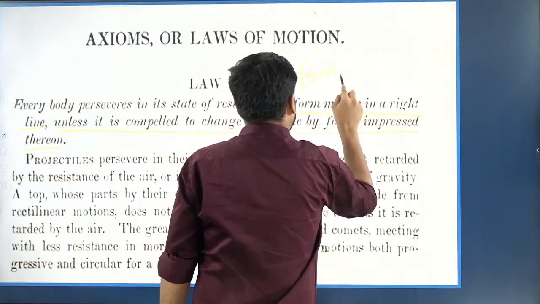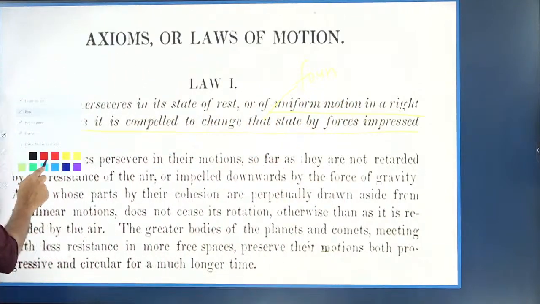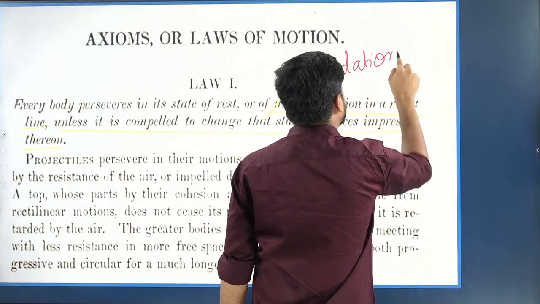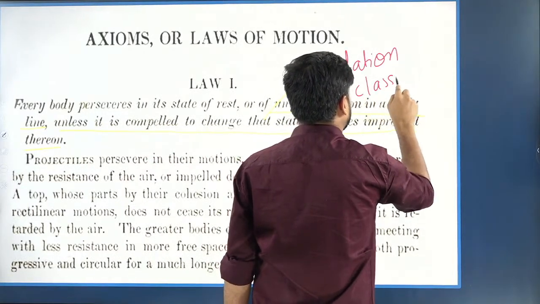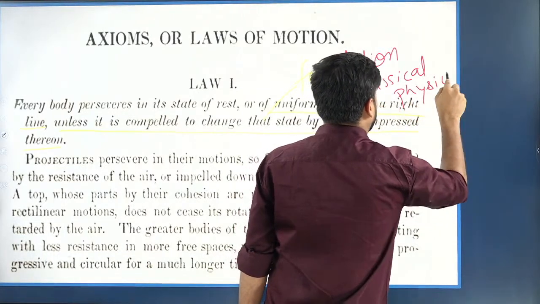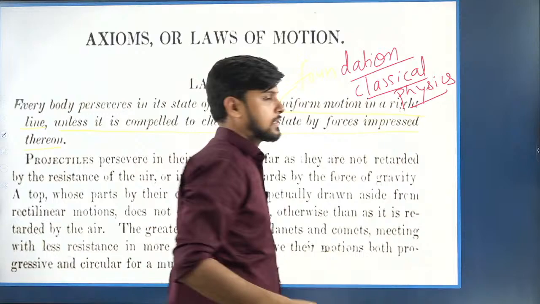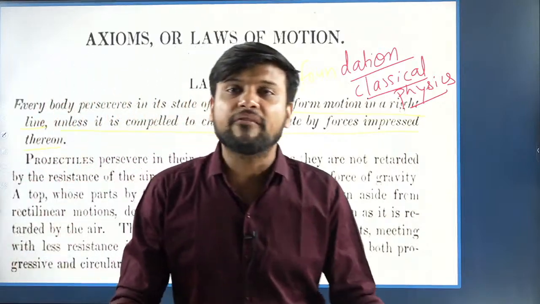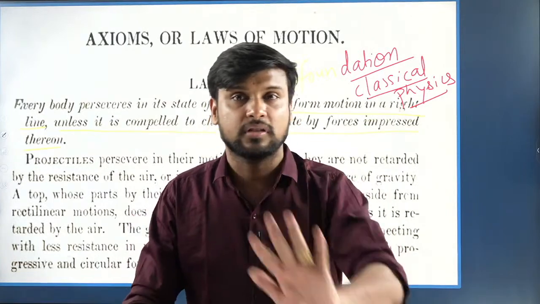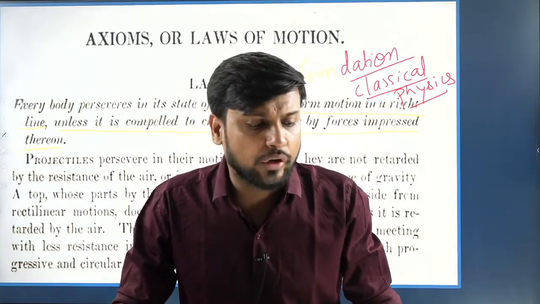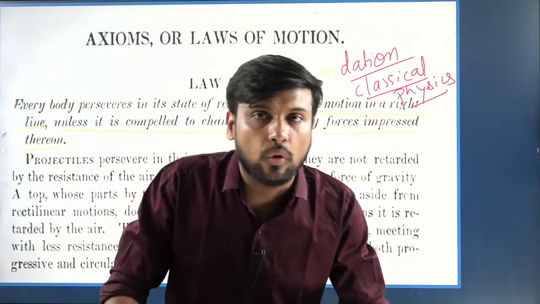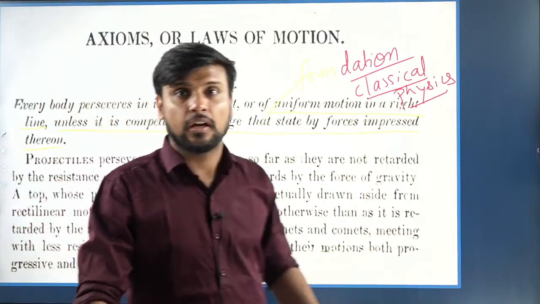Newton had given the foundation of which type of physics? Classical physics. We name this as what? Classical physics. What we are learning right now is classical physics. One is quantum physics, right? We are not going to deal with quantum physics in class 11th and 12th. We are only dealing with what? Majority of the time, right? Sometimes we're going to deal with the quantum also, but the majority of the time we are going to learn classical physics, right?